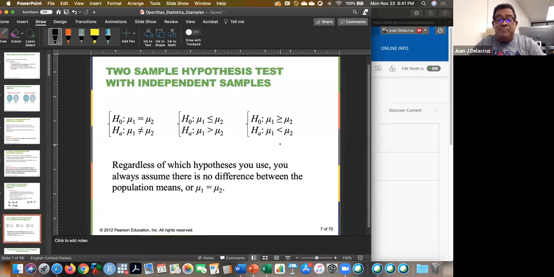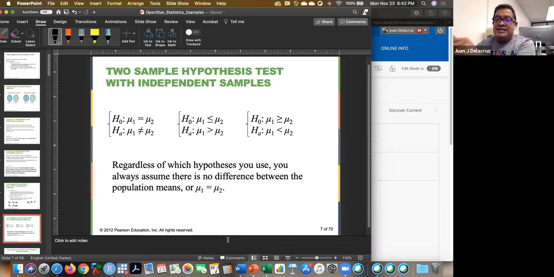So regardless of which hypothesis you use, you always assume that there is no difference between the population means. In this case, it's more clear because the hypothesized difference in these two different parameters is going to be 0. That's what I want to prove. I want to draw two samples and compare the two samples. I'm going to be making a statement that regardless of what happens here, the difference between the two population parameters is going to be zero. So that is what I am expecting.